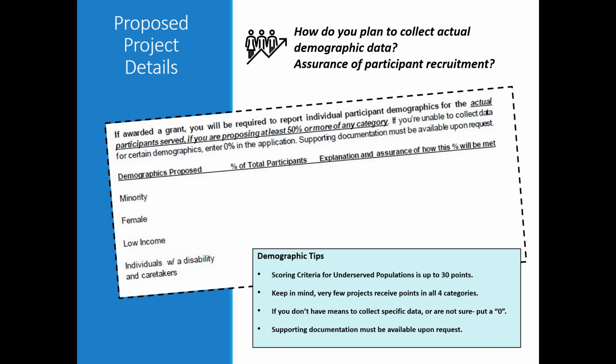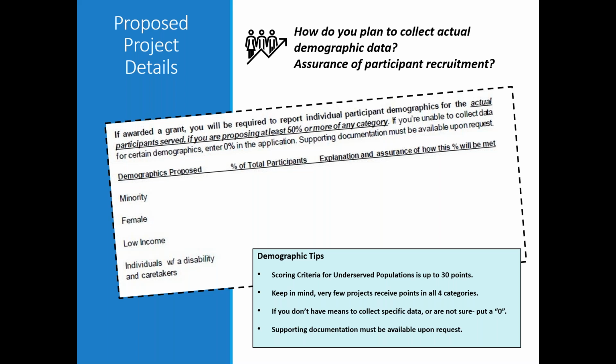So on this section of the actual application, just remember you are required to report individual participant demographics for the actual participants served. And again, if you're not able to collect data for a certain demographic, then don't include that in your application. You also need to include an explanation and assurance of how the percentage you're proposing will be met. And that's what we score this section on.